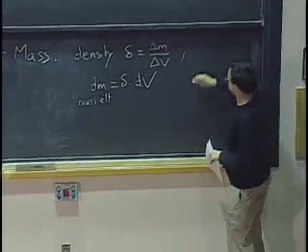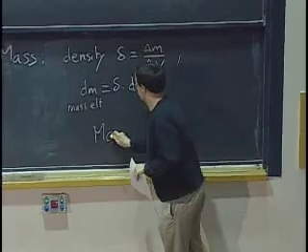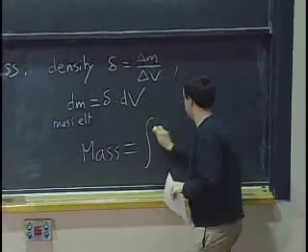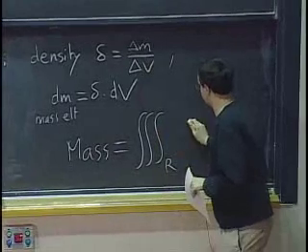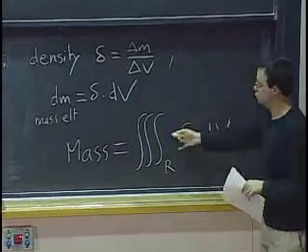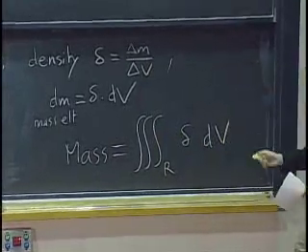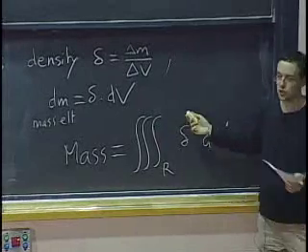So then the mass of your solid will be just the triple integral of density dV, because you just sum the mass of each little piece. And of course, if the density is 1, then it just becomes the volume.